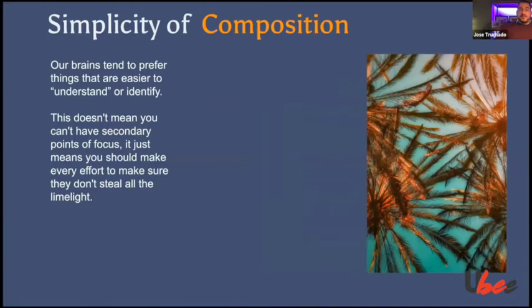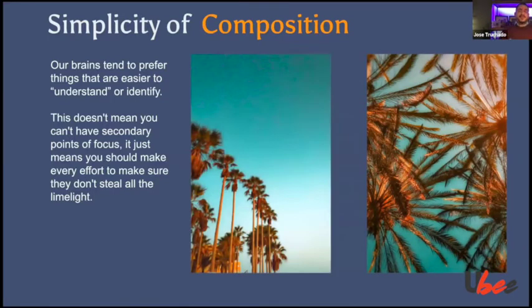So the brain, like I said before, tends to look for simplicity, and this is an example of two pictures. Remember the example that I said before, that I was looking for pictures of palm trees. These are two pictures that I took of actually the same palm trees. One was when I was underneath the palm trees, and the other one I was far away. In general, the picture that works the best here is the picture on the left, because of its simplicity.